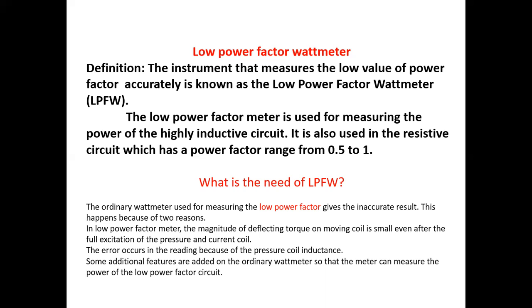The second error occurs in the reading because of the pressure coil inductance. Some additional features are added to the ordinary wattmeter so that the meter can measure the power of a low power factor circuit. Means suppose the UPF meter, the normal wattmeter, requires some modification to make it a low power factor wattmeter.